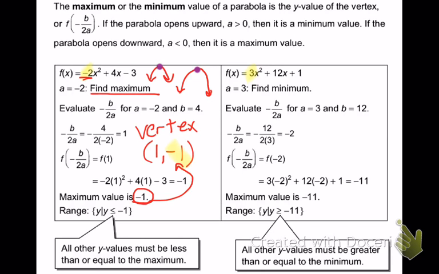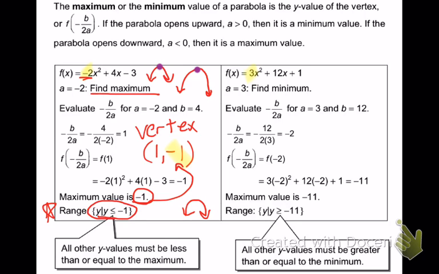And then I want to identify the range. Well, the range is my what values? That is my y values. Domain is my x. Range is my y. So if it's a maximum value, that means my values are going down, right? So if it's going down, that's going to be y is less than or equal to that maximum value. So y is less than or equal to negative 1. All other values must be less than or equal to that maximum value.